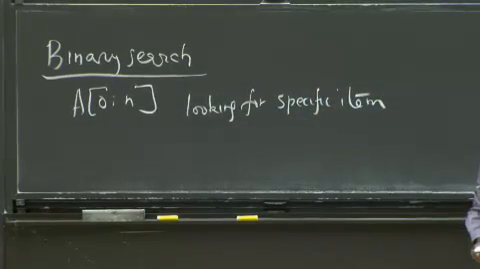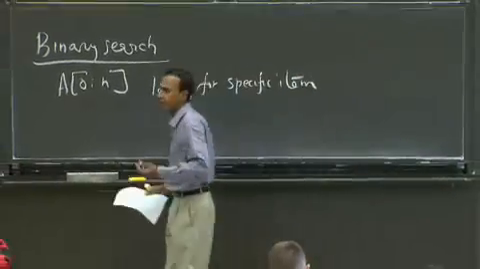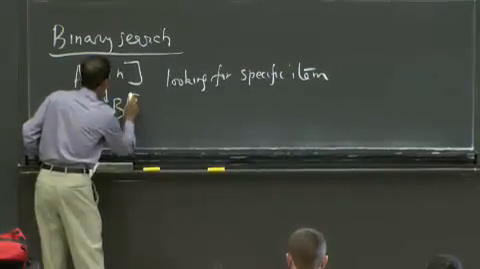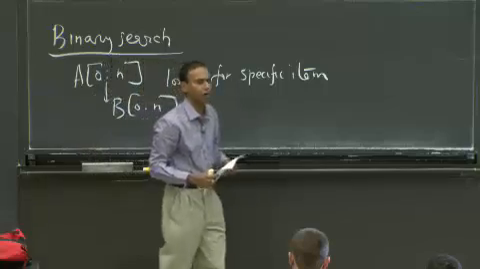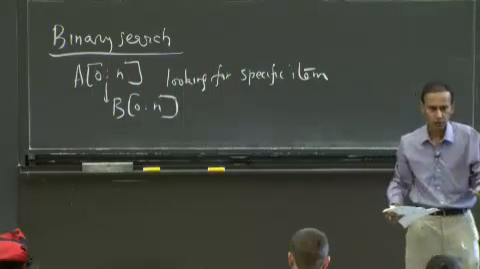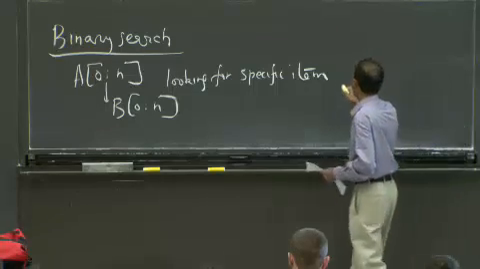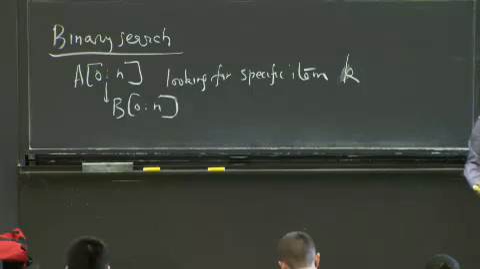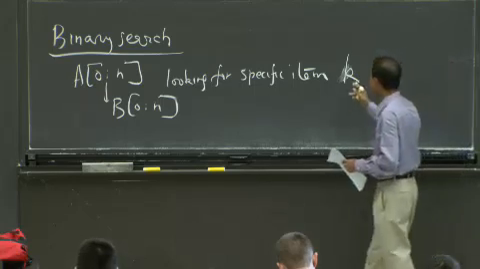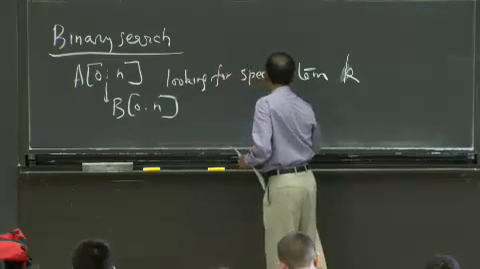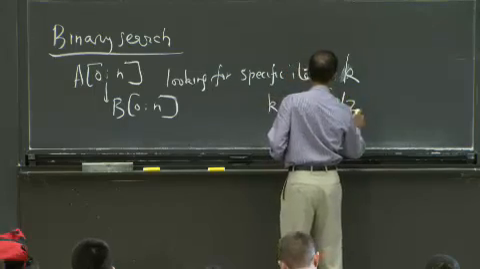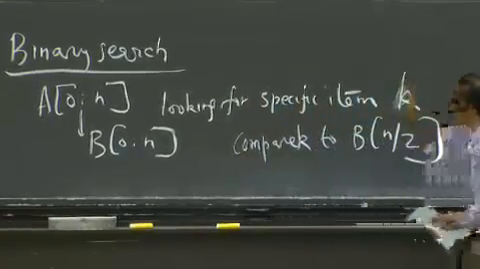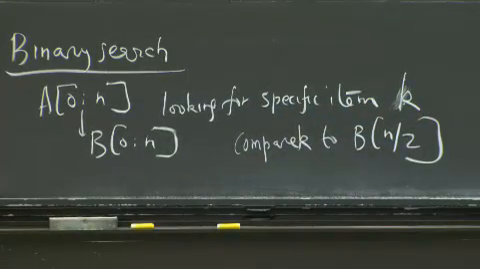You could obviously scan the array, and that would take you linear time to find this item. If the array happened to be sorted, then you can find this in logarithmic time using what's called binary search. Let's say you're looking for a specific item, let's call it k. Binary search, roughly speaking, would work like this: you compare k to b of n over 2, and decide, given that b is sorted, you get to look at 1/2 of the array.